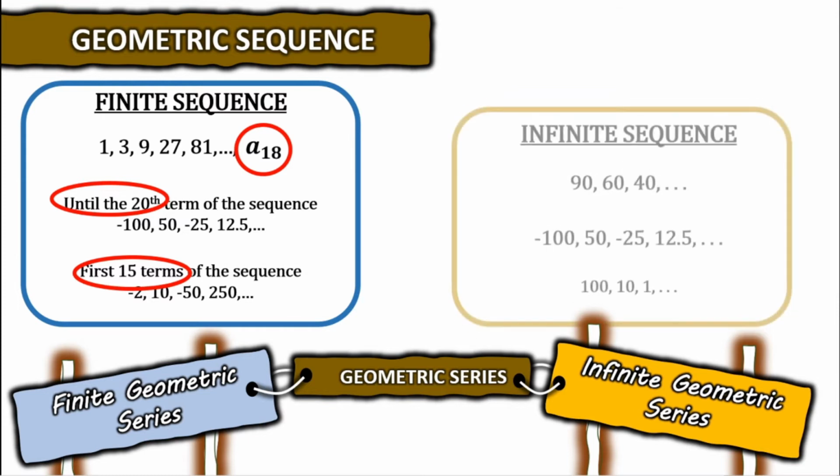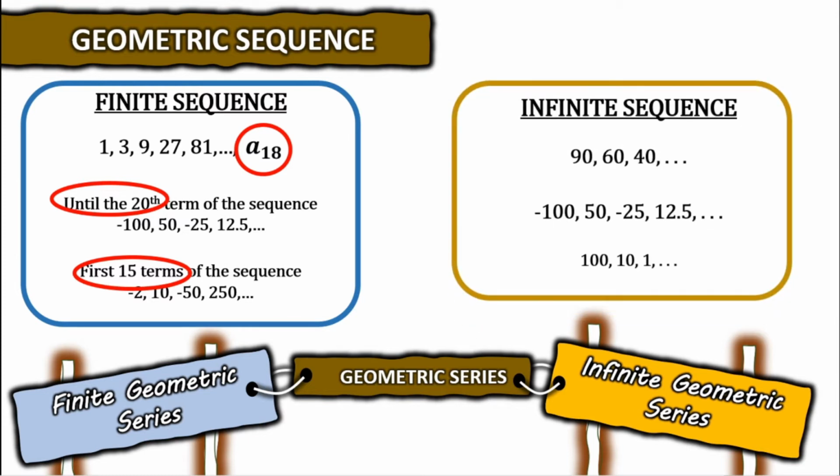On the other hand, these are some of the examples of infinite sequence: 90, 60, 40, and so on; -100, 50, -25, 12.5, and so on; 100, 10, 1, and so on. Kung mapapansin ninyo, walang ibinigay na specific na value ng last term ang mga sequences na to. Ito ay dahil sa 3 dots na makikita sa hulihan ng mga sequences. Ang tawag sa mga 3 dots na yan ay ellipses, na ang ibig sabihin ay it never ends or it goes on forever. Yan ang pagkakaiba ng finite sequence at infinite sequence.